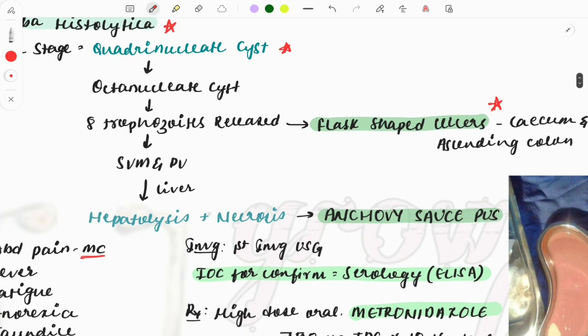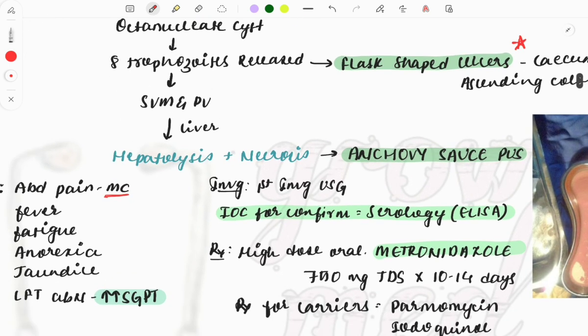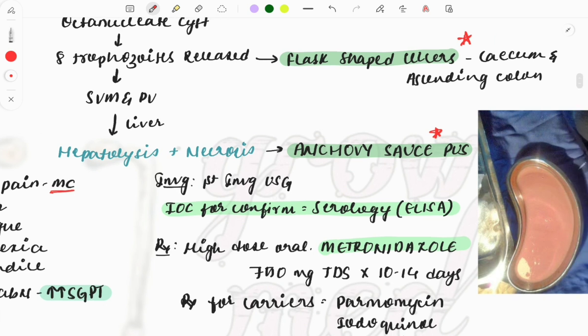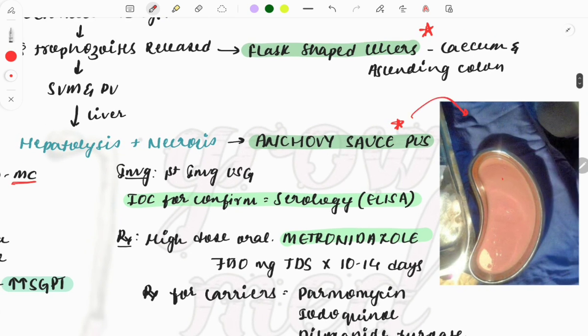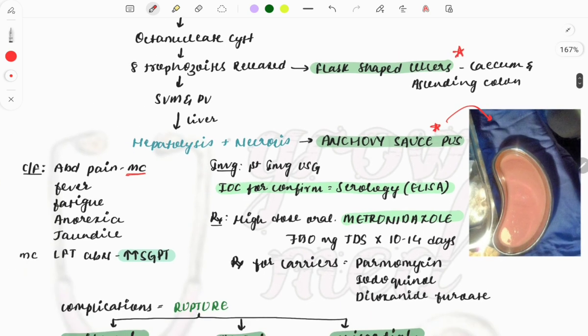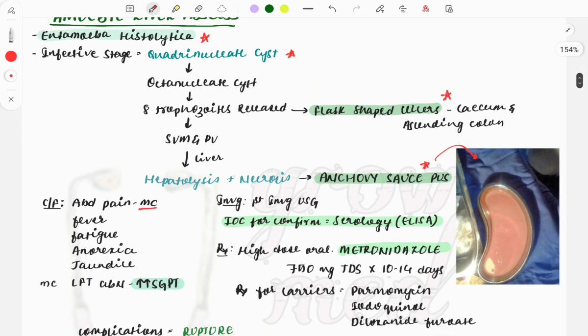So flask shaped ulcer, whenever you see in a question, then think in terms of this liver abscess. Then another important feature of this one is that it will cause anchovy sauce pus, due to hepatolysis and necrosis. And this one is the image. This is the anchovy sauce pus. This image is not that important, but still, as we are discussing here, to give you an idea of this anchovy sauce pus, I've shared the image also.